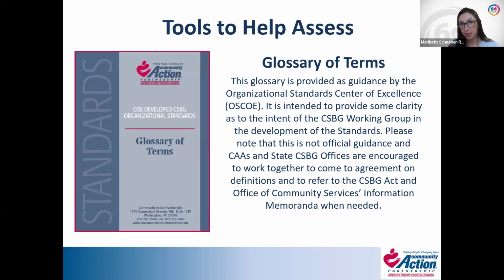One of the other tools that you can use is a glossary of terms. Sometimes when you read some of the language in the org standards, you might go, I'm not sure what that means. That's where the glossary comes in. Go ahead and use that to make sure that you understand what everything is.